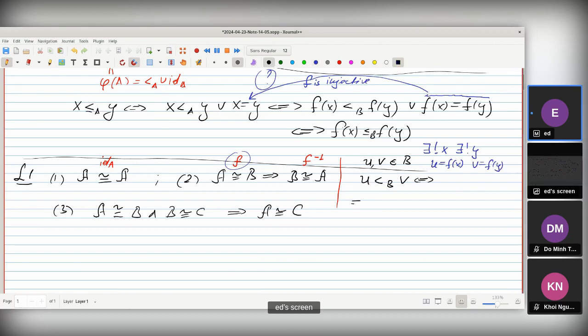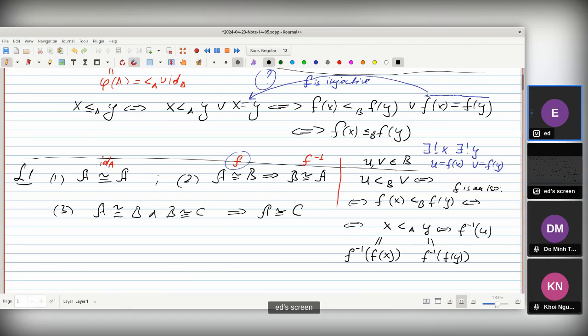Hence, what does that mean? That means that F of X is B-less than F of Y. But as F is an isomorphism, that means that X is A-less than Y. But on the other hand, what is X? X is, of course, F converse applied to F of X. And here we have the same. So this is equivalent to F converse of U being less than F converse of V. I hope it is quite clear.